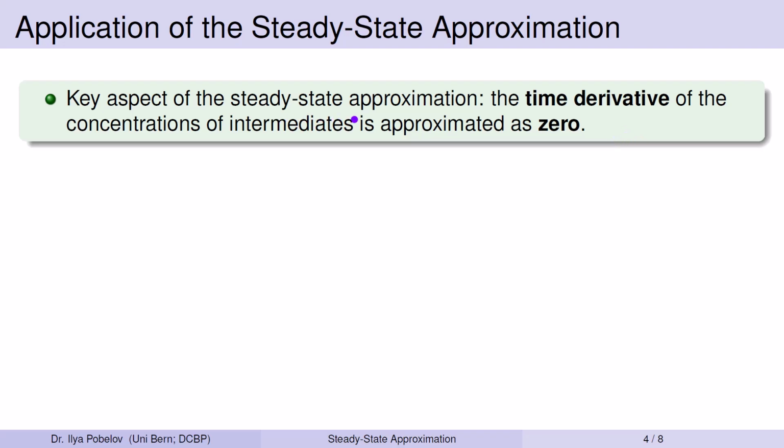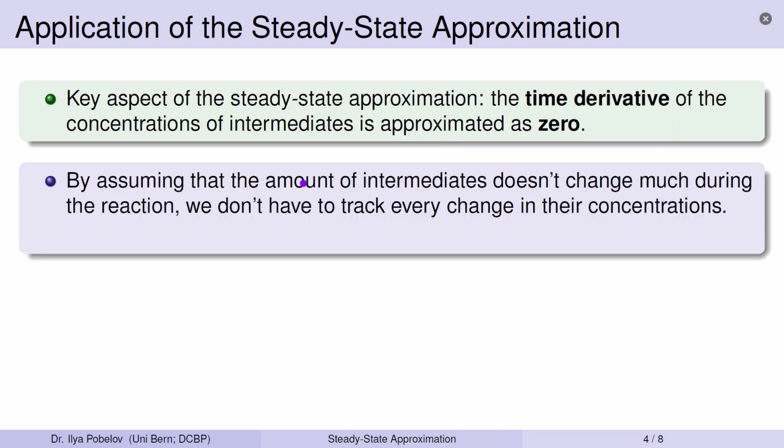The steady-state approximation simplifies how we understand complex chemical reactions. By assuming that the amount of intermediates doesn't change much during the reaction, we don't have to track every small change in their concentrations. This makes it easier to focus on the overall reaction process.